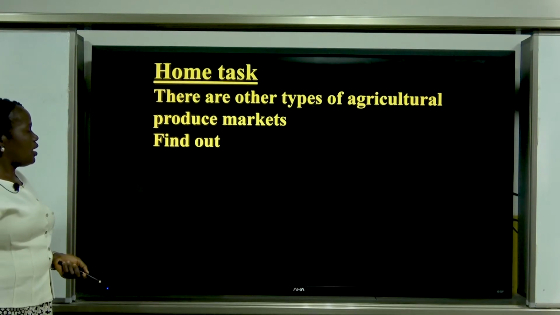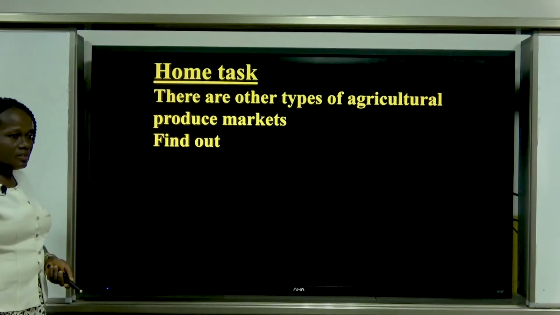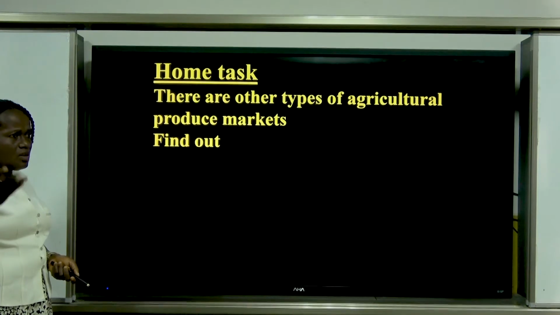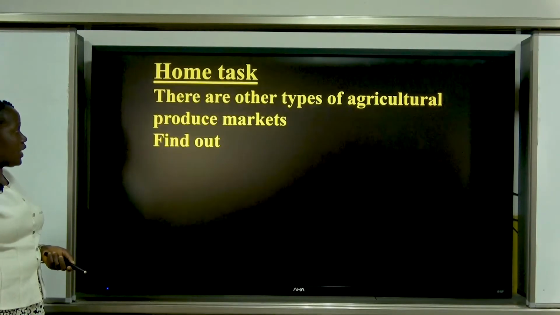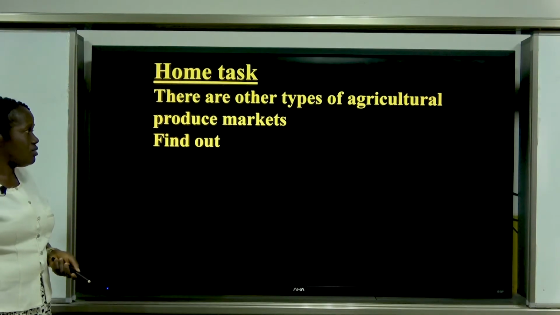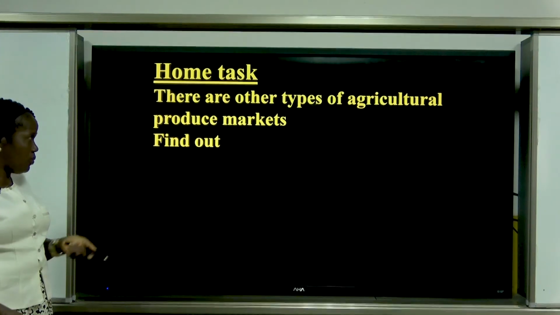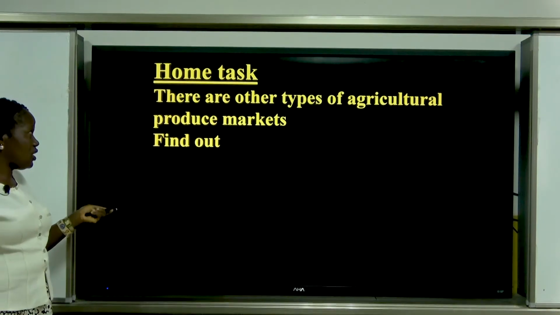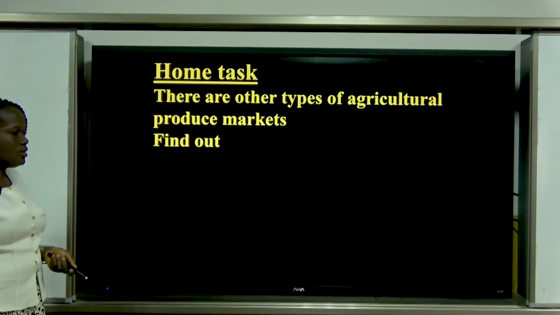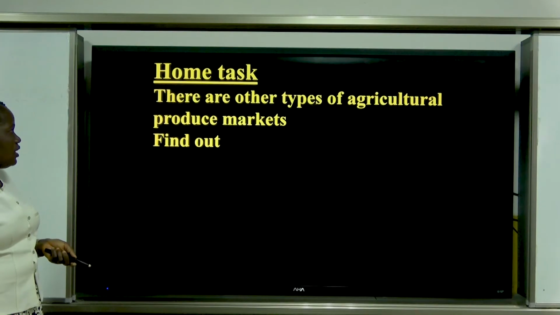Now, we have many types of agricultural produce markets. I just gave about four. For your homework, I want you to find out about other agricultural produce markets in Nigeria. By the time you lay your hands on any agricultural textbook, you'll see that there are other products that have markets that I have not put in this lesson. Your homework is for you to go and find out. Write it and send it to me, the number that I will give you after the lesson.